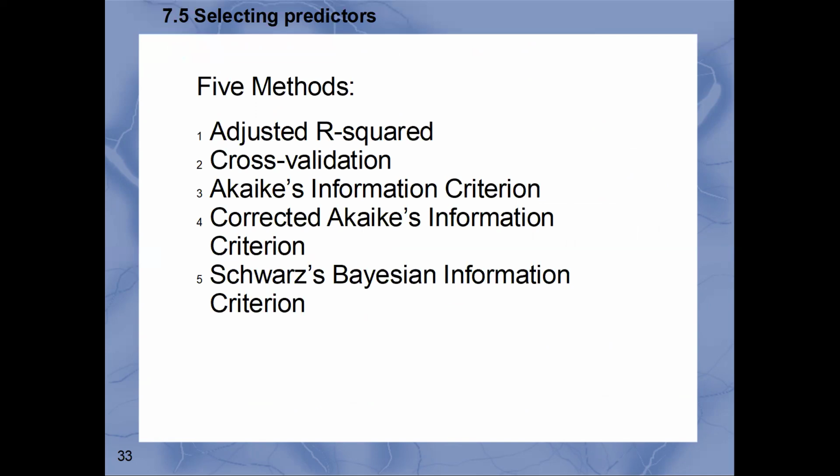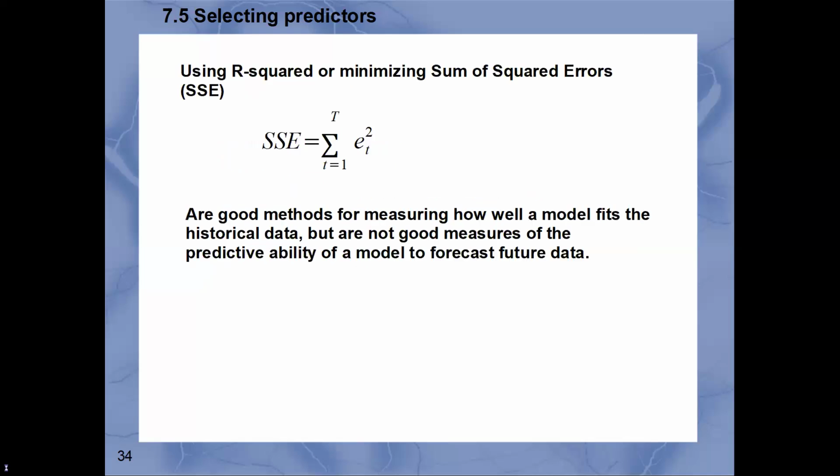So we really have 5 methods, or there's more than 5 methods, but 5 that we'll look at here. There's the adjusted R squared, there's cross-validation, there's AIC, and then the corrected AIC, and then Schwarz's Bayesian information criterion. All of these will help us select our predictors.